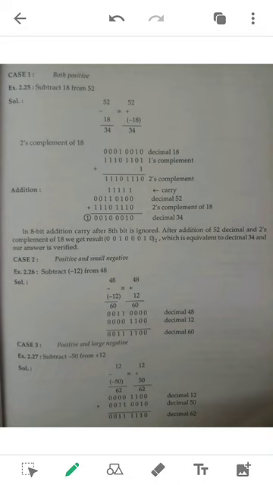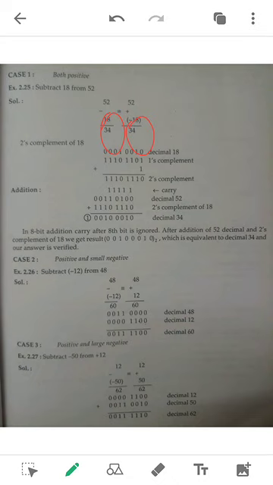Again here we have 4 cases. Both positive numbers: 52 and 18. Let us see how to subtract 18 from 52. So 52 minus 18, you should get 34 here, and 52 plus minus 18, in both ways you are getting 34. So you have to take the 2's complement of 18.